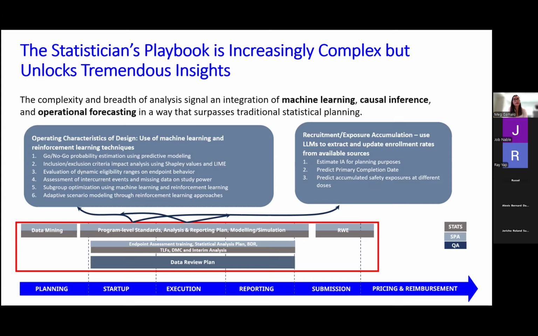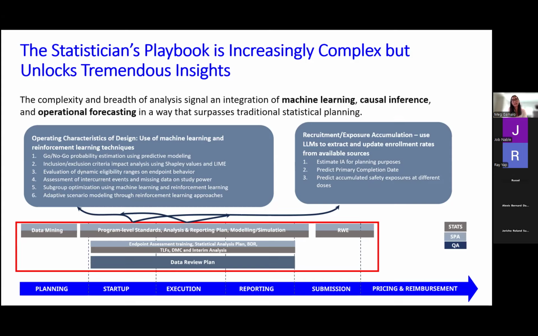Inclusion-exclusion criteria. With the age of AI, this has become very different. Before, inclusion-exclusion is the realm of a physician to be able to determine. But because of artificial intelligence, many of these things can actually be quantitatively optimized using Shapley values as well as LIME, which is another measurement of importance of inclusion-exclusion. So all of a sudden, a statistician can advise a physician on what would be a good inclusion-exclusion that will isolate the effect of the drug instead of muddy it when we are including patients that potentially have a lot of confounders and effect mediators.